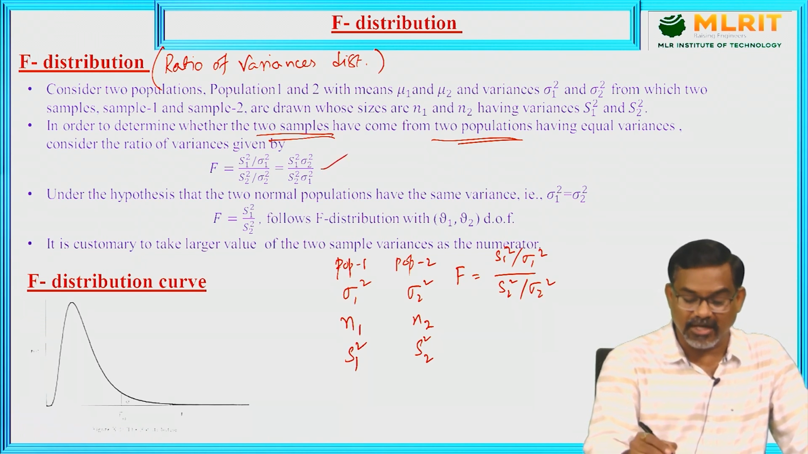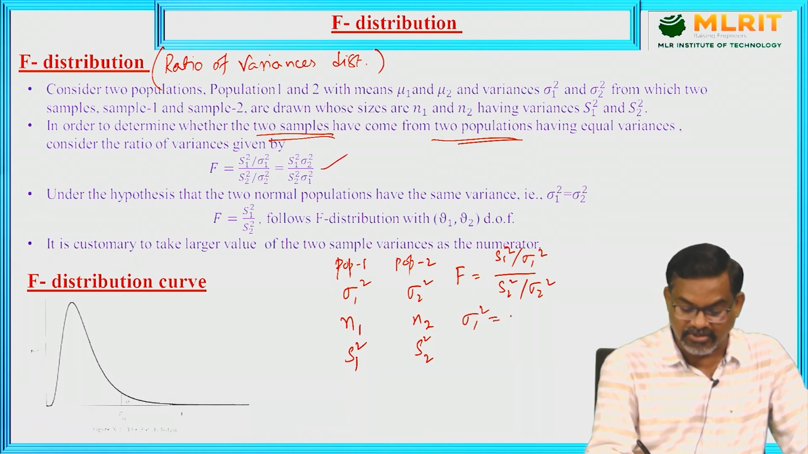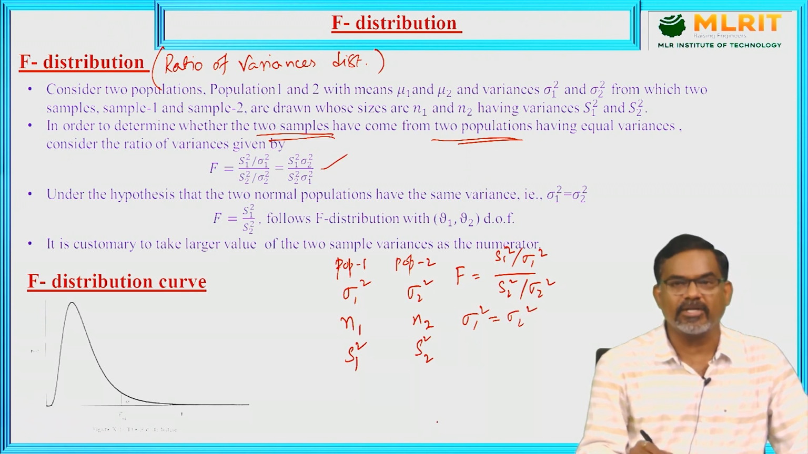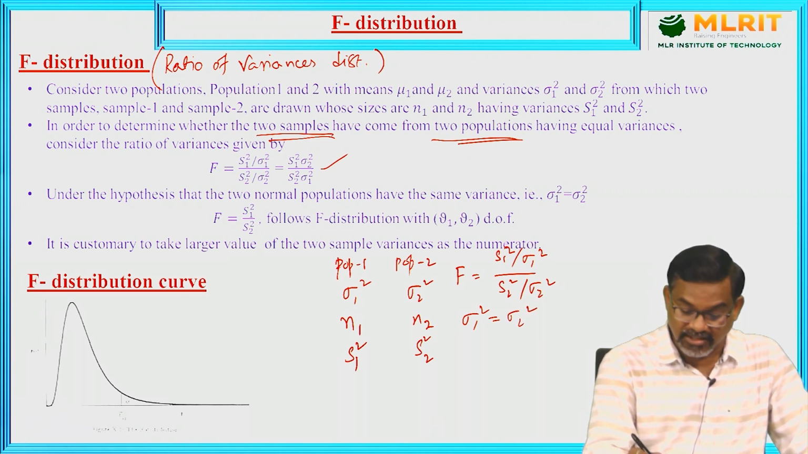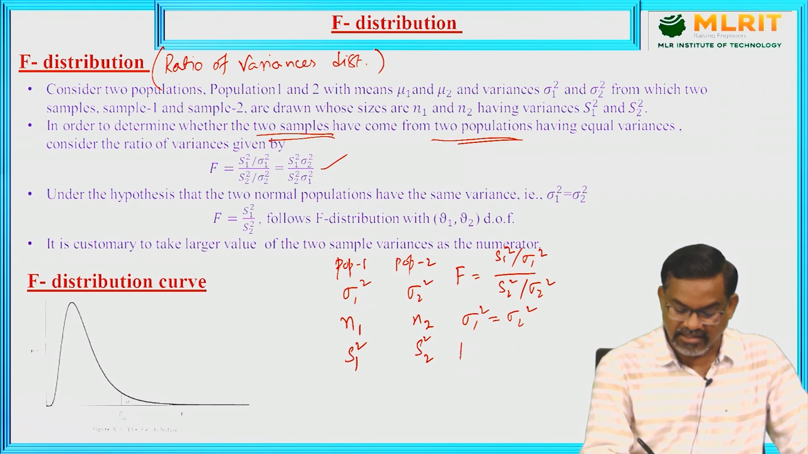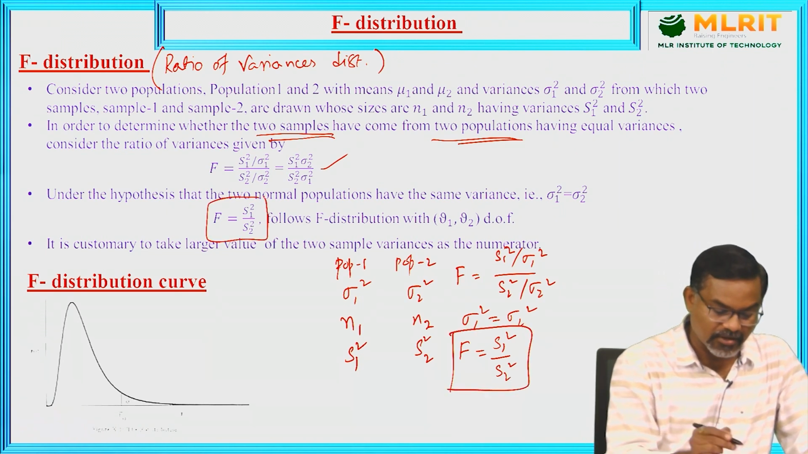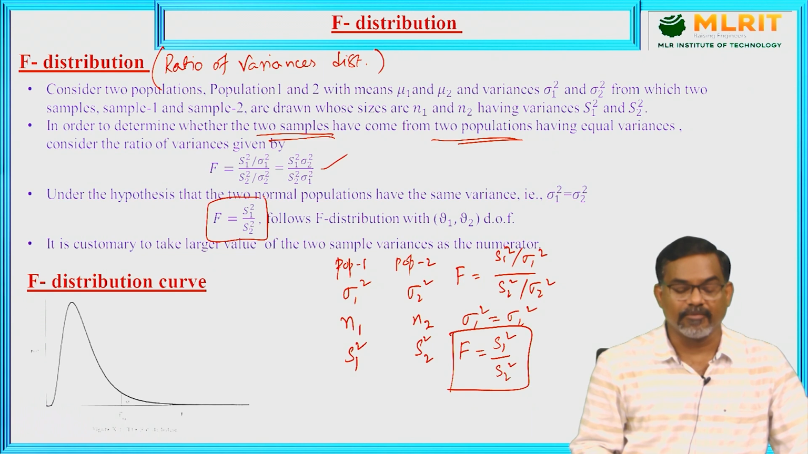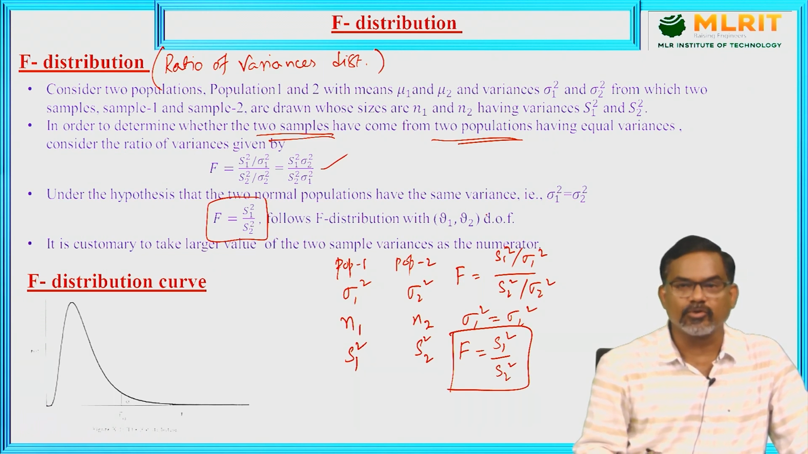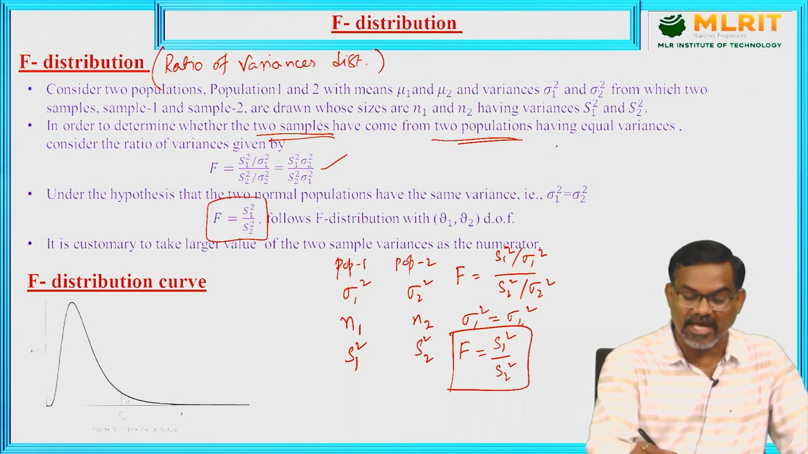Under the assumption that sigma 1 square equals sigma 2 square, that means the population variances are the same, these two values will cancel, and hence the final formula to find the F value is s1 square by s2 square. So, this is the final formula. It follows the F distribution with nu1 comma nu2 degrees of freedom. Here we have two different samples of sizes n1 and n2. So, nu1 is n1 minus 1 and nu2 is n2 minus 1.